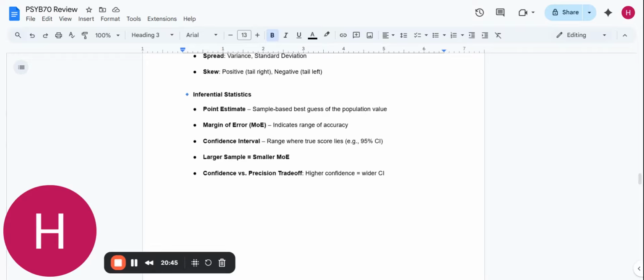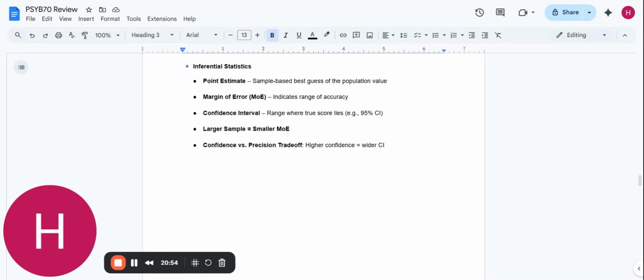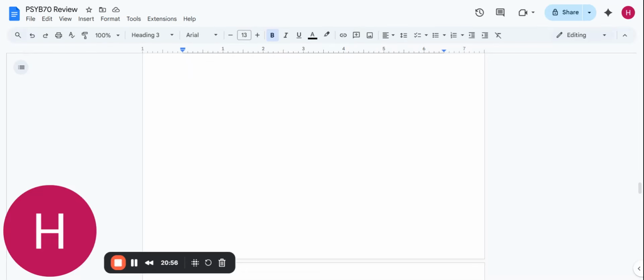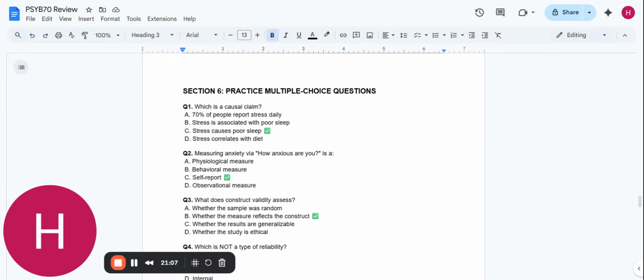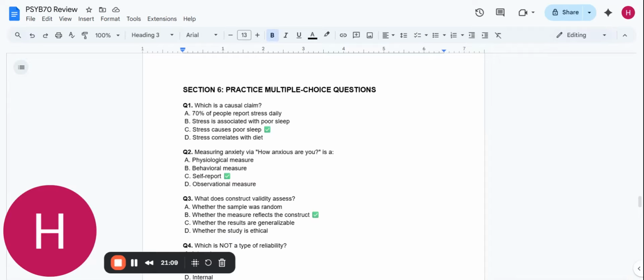And now let's move forward to larger sample means smaller margin of error, which we actually covered. And then we also talked about the confidence versus precision trade-off. So I think we can move forward to the next part. Here in this part, I designed a few sample questions, which are pretty easy to understand and go through. But of course, I would definitely recommend you go through the slides yourself and try to design some questions for yourself as well.